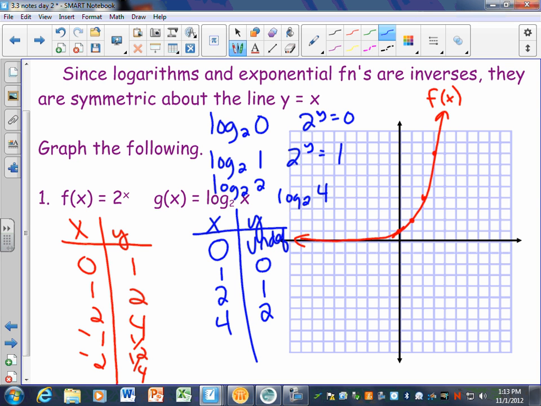Which means, what happens if I pick 1/2 for my x value? Yeah, because I'm saying 2 to the what power equals 1/2? It's -1. And if I pick 1/4, I'm going to get -2. So when I graph this, instead of having a y-intercept of 1, I have an x-intercept of 1.